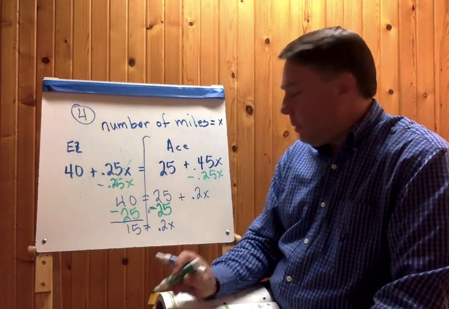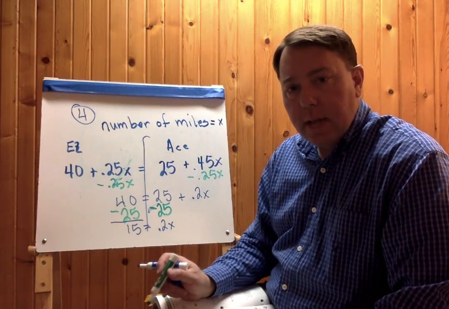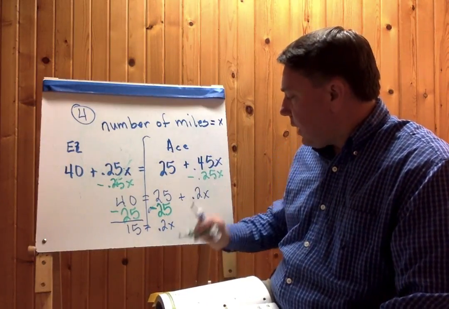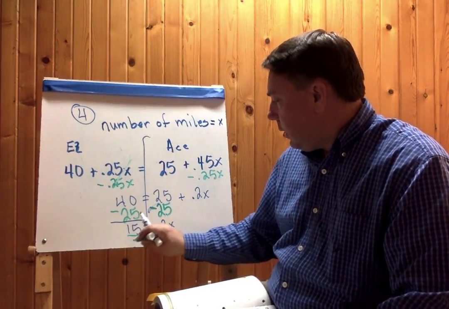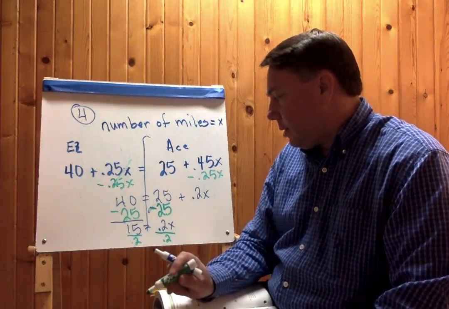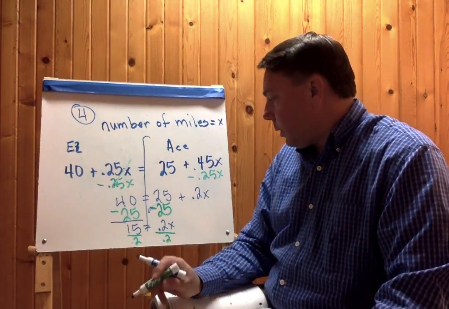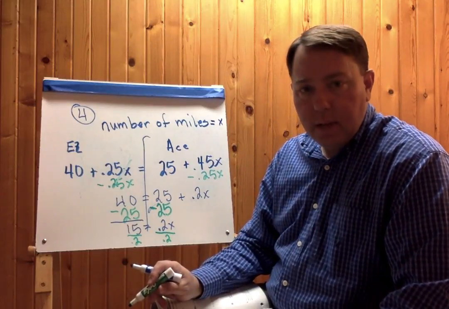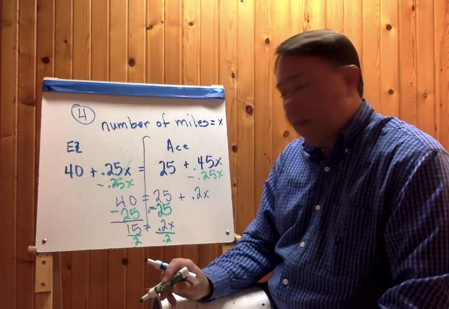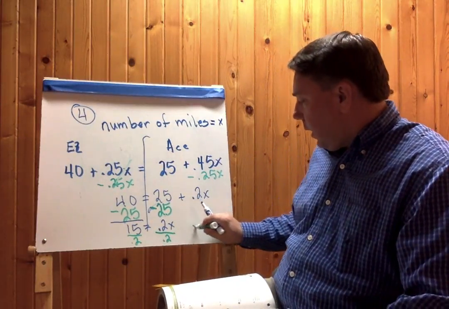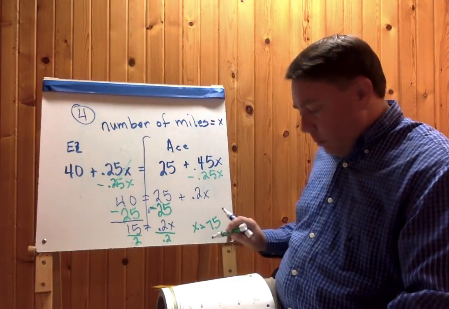Okay, so our last step is to get x by itself. And so we have to do the inverse of multiplying by 2/10 x, and we're going to divide by 2/10 x. So divide both sides by 2/10. Now, dividing by 2/10 is the same thing as multiplying by the reciprocal. 2/10 is 1/5. And so if you divide by 1/5, you would be multiplying 15 by 5 when you divide. So x equals 75.